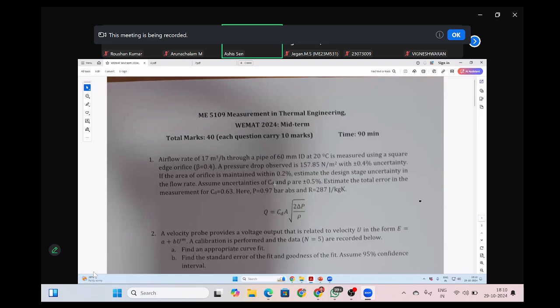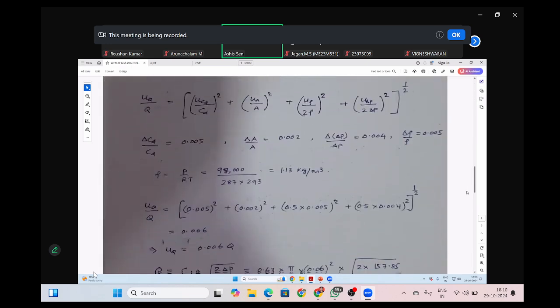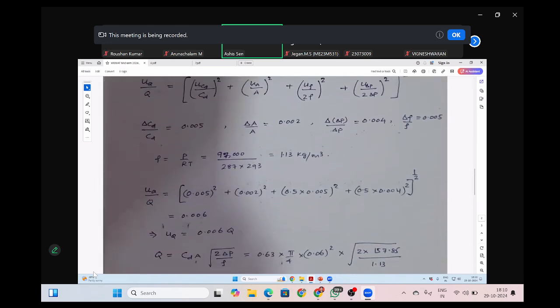So all these uncertainties in CD, area, pressure, density are given in the question. So this is the CD, this is the area uncertainty, this is the delta P uncertainty, and this is the rho uncertainty. All these are given in the question, so you just note it down here.